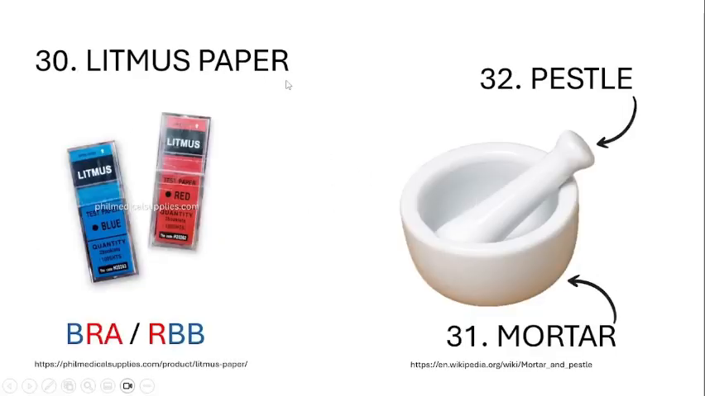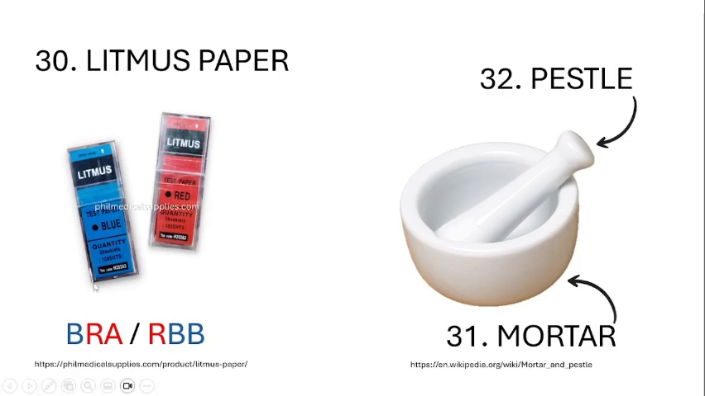Next, we have your litmus paper. So you have two types. You have the blue litmus paper and your red litmus paper. These are small strips that are treated with a natural dye called litmus, and it changes color depending on the pH of the solution. So a little recall.